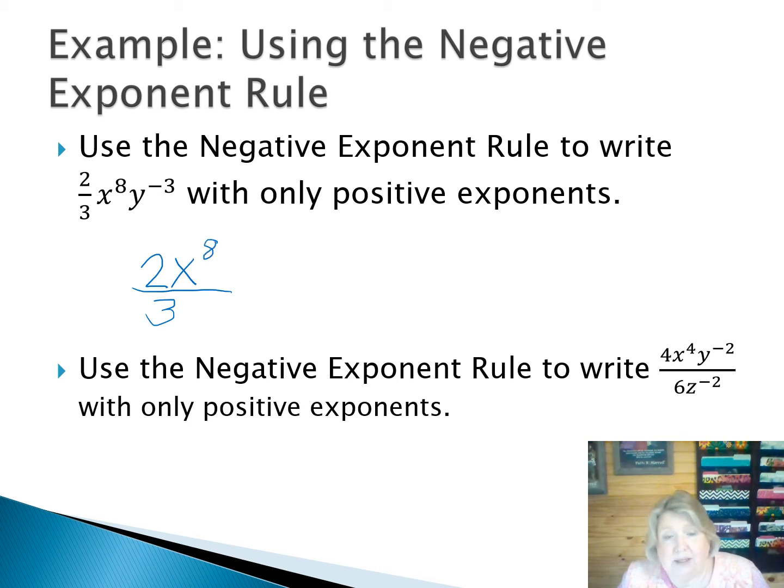Y's exponent is negative 3. He's in the numerator. These two guys are still over 1. So he's in the numerator, so to change that, I'm going to drop him down to the denominator and change -3 to +3 and call that my final answer. Okay?